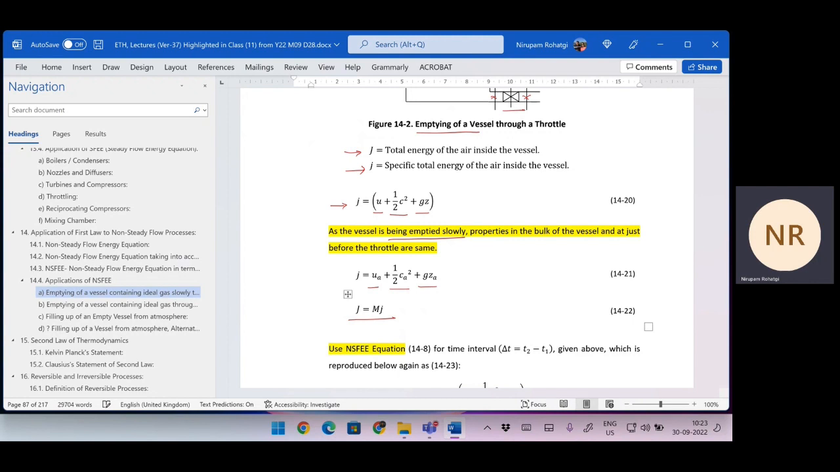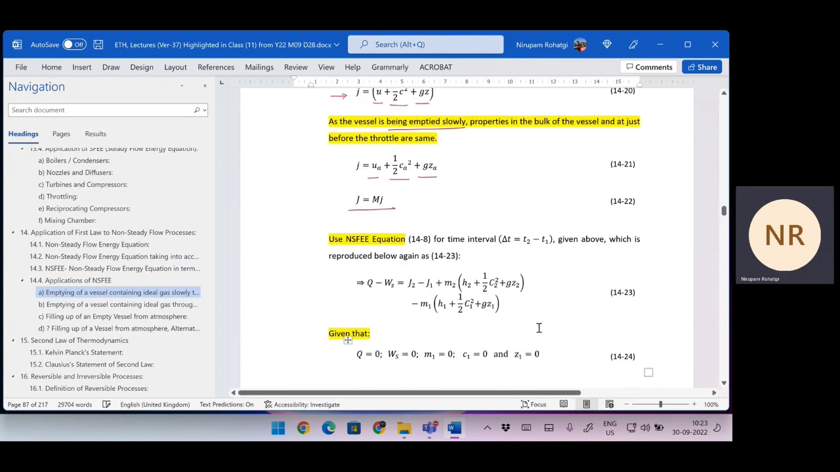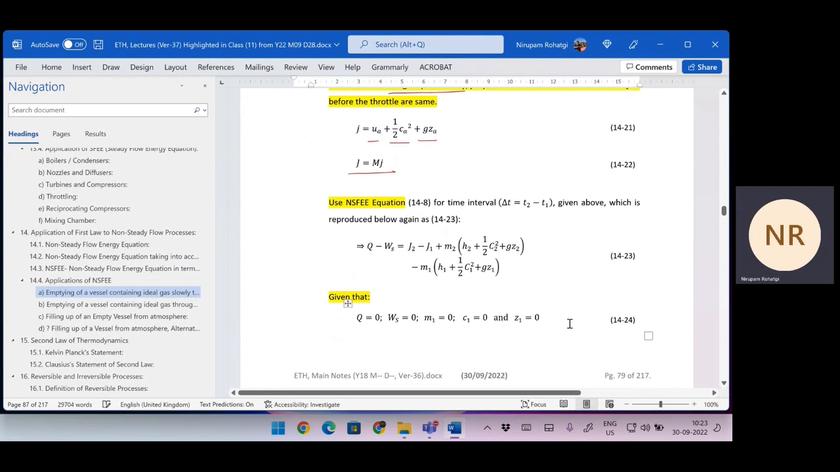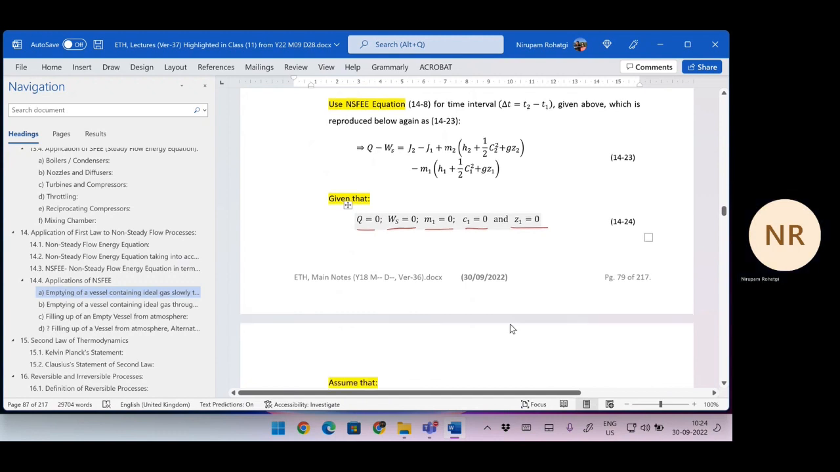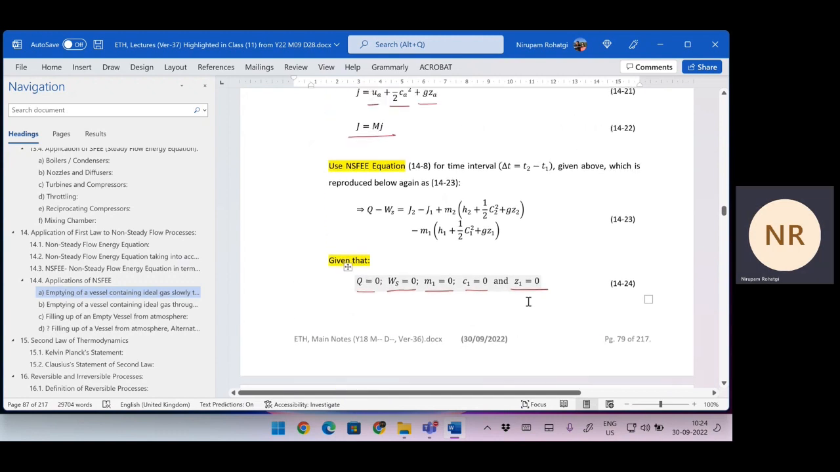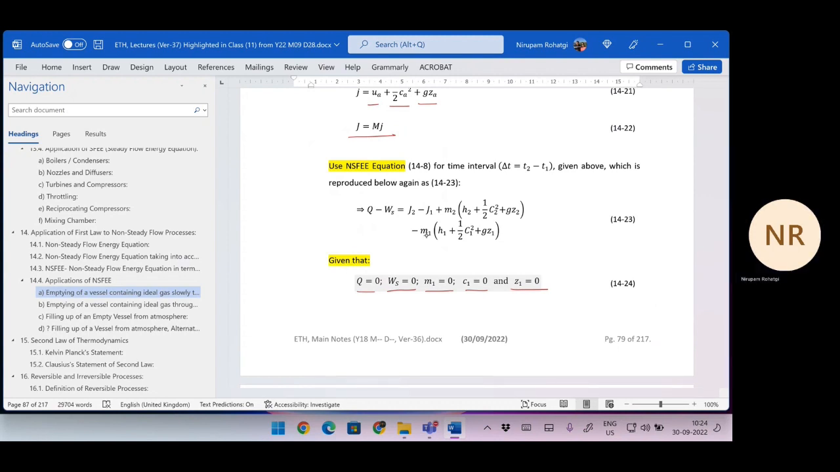Okay. Now we come to this equation. Now if you look at this equation, the problem states that Q is equal to 0, Ws is equal to 0. So you can say the vessel is insulated and there is no shaft, so shaft work is 0. There is nothing entering in. So M1 is equal to 0, and of course C1 and Z1 are irrelevant now. So what equation do you get if you put all these in? What will go away? This M1 will go away, Q will go away, Ws will go away.